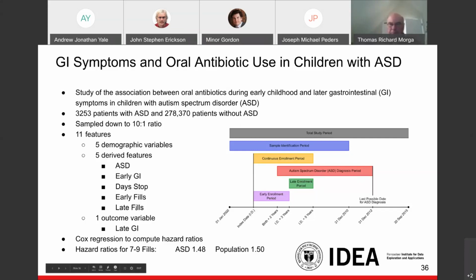And so their outcomes were to look at the hazard ratios for the different values. Specifically, one of the outcomes was looking at the hazard ratios for having 7 to 9 early enrollment fills of antibiotics. For the ASD cohort, the hazard ratio was 1.48, and for the population, it was 1.50. So basically, it was saying that they have a similar hazard ratio for having that many antibiotic fills, whether you have ASD or not.